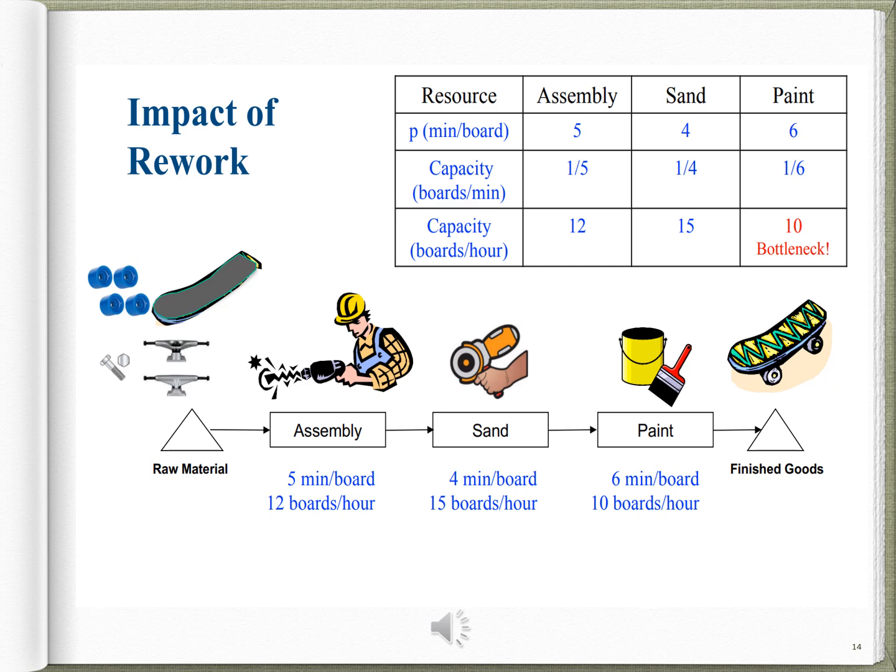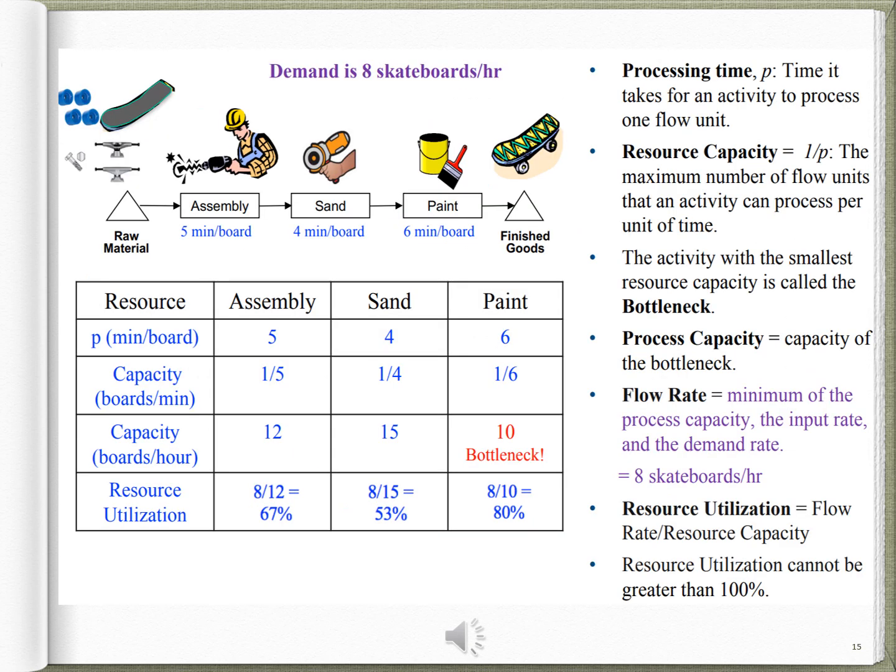The painting step is the bottleneck, meaning that the entire process is limited to its capacity of 10 flow units per hour. If demand changes, let's say it equals 8 skateboards per hour, the painting will now have enough capacity to meet this new demand. Thus, its resource utilization drops from 100% to 80%. This artificial improvement in utilization is due to the change in customer demand, which is an external factor.